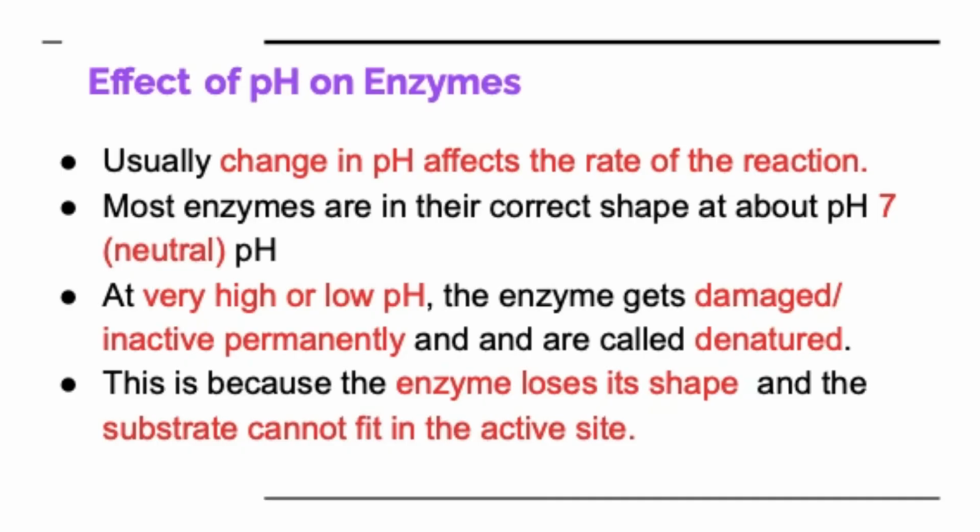The effect of pH on enzymes. Usually, the change in pH affects the rate of the reaction. Most enzymes are in the correct shape at about pH 7. At very high or low pH, the enzyme gets damaged or inactive permanently, and they are called denatured. This is because the enzyme loses its shape again, and the substrate cannot fit.